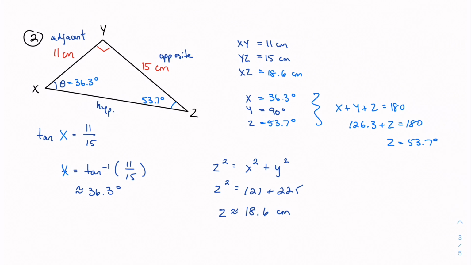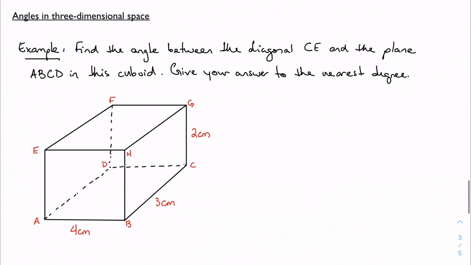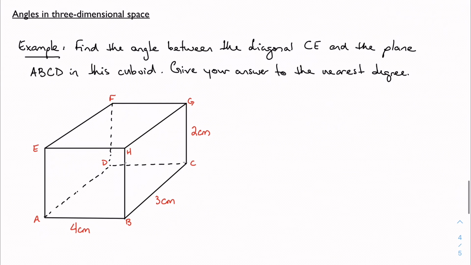The way this is going to get a little more complicated, IB likes to put these into three-dimensional space. IB loves to put things in what they call cuboids, which is just a word for prism. A rectangular prism specifically.